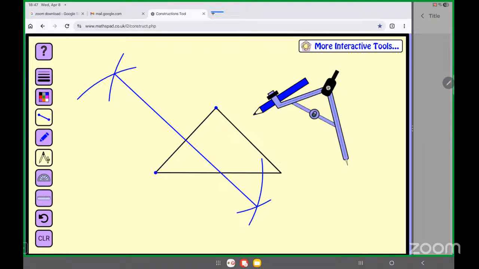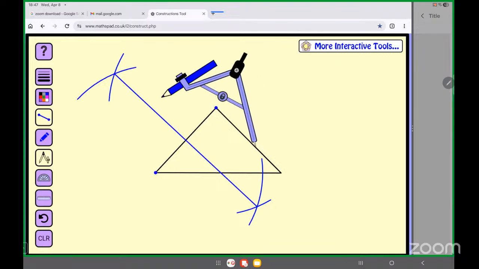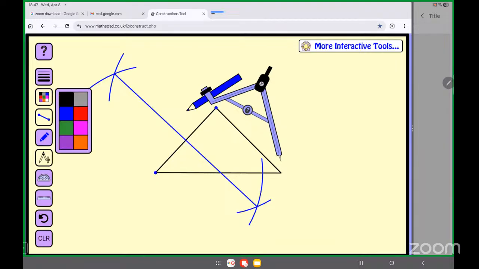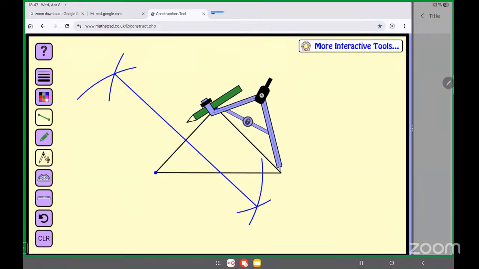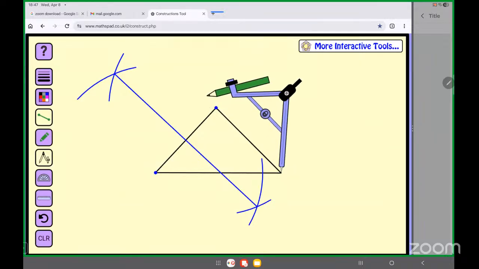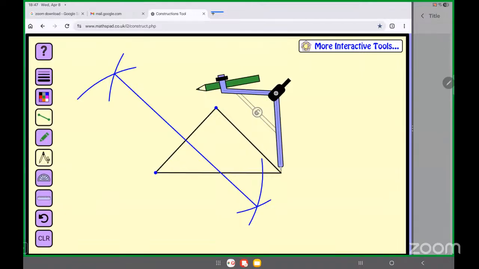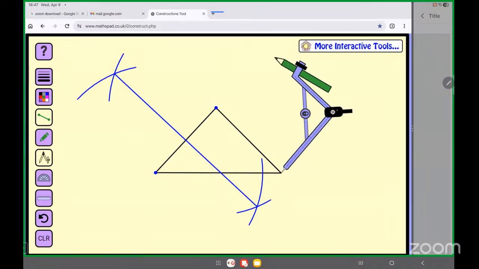I'm going to bisect this side over here now. Let's use the green for that one. Again, what I'm going to do is make it longer. Use something longer than the line itself, so that the arcs are outside the triangle. I don't want them inside the triangle. All right? So let's set it. Lock it. I'm going to make an arc up the top up here.